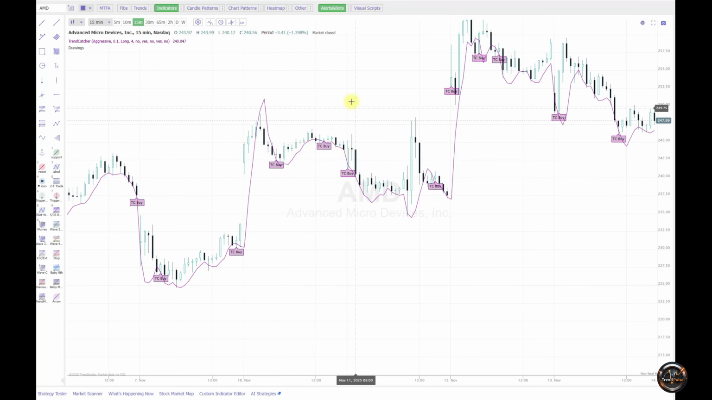This would have been a failed buy signal, and we'll talk about that here shortly. Again, a buy signal and another buy signal.